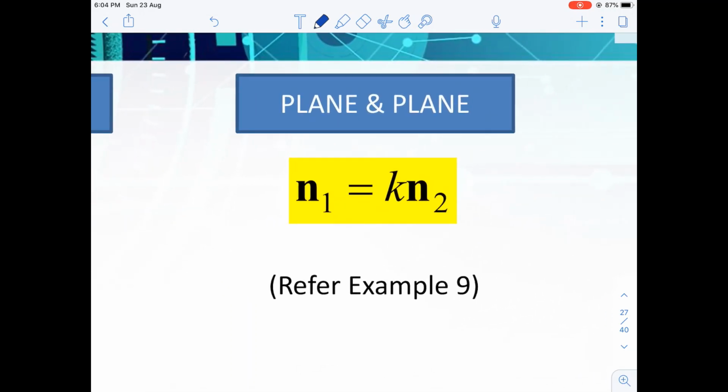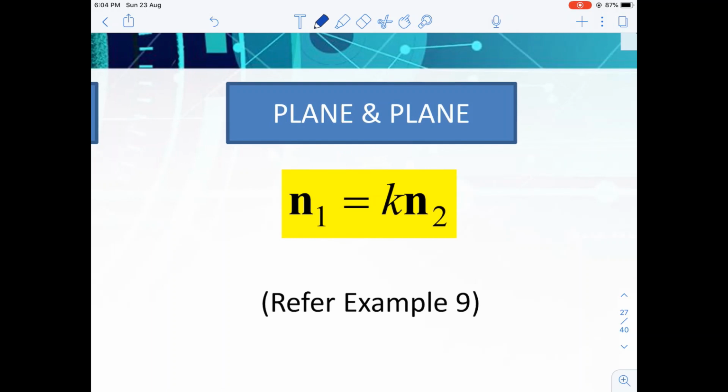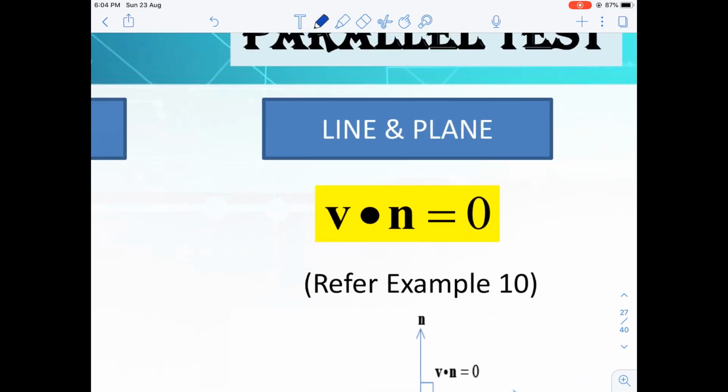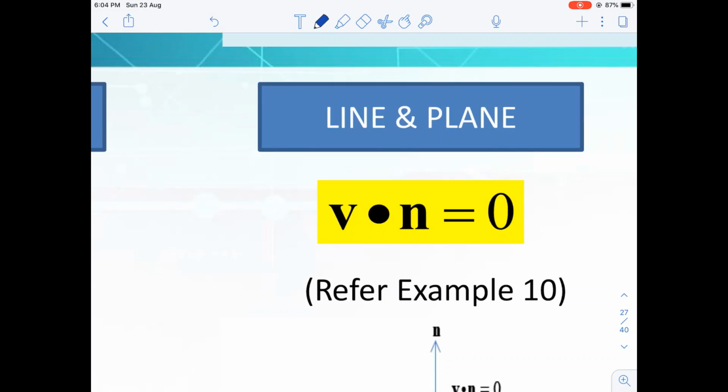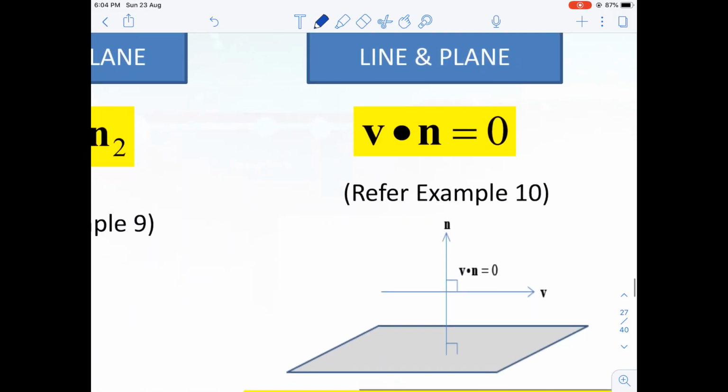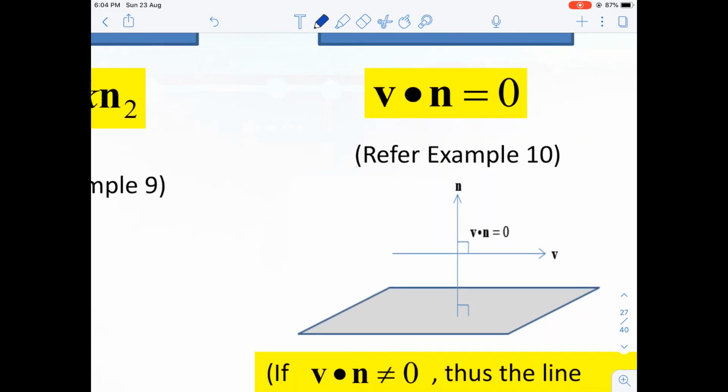And then plane. To test whether plane 1 and plane 2 are parallel, we need to find the normal vector, of course, and then show that n1 is equivalent to kn2. And then, to test whether the line and plane are parallel, we need to use the dot product. The dot product v dot n must equal 0. If we don't get 0, then the line and plane are not parallel, so they intersect.